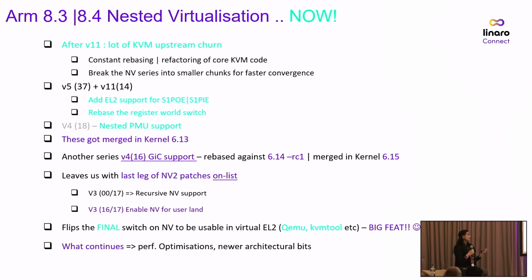Of course, there would be continued performance optimizations and new architectural bits that would keep getting added, but NV2 in general then becomes Linux usable. So that's a big breakthrough, and it should hopefully land in the next 1 or 2 kernel cycles.